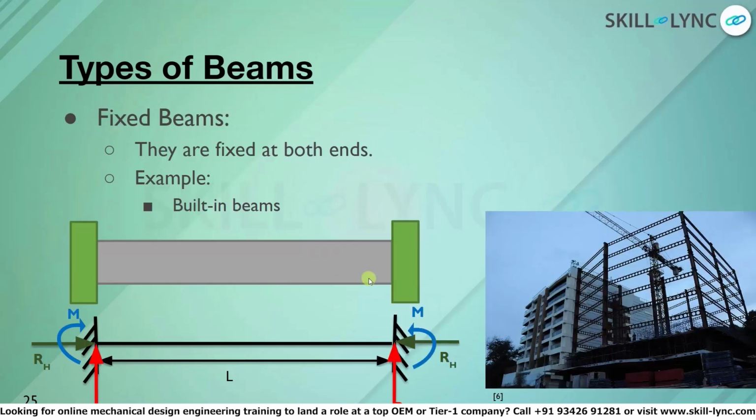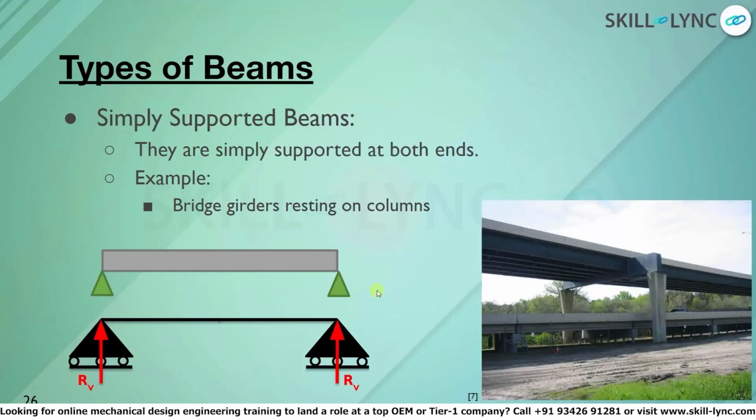The second type of beams are fixed beams. These are beams that are fixed at both ends. Since these beams are fixed on both ends, they will have two vertical reactions, two horizontal reactions, and two moment reactions. The next type of beams are simply supported beams. Simply supported beams are simply supported at both the ends. These two supports may be hinged, pinned, or roller types. An example of a simply supported beam can be a bridge girder that is resting on columns at two ends. Since there is only restriction in the vertical direction, two reactions are observed in simply supported beams: a vertical reaction force at each support.